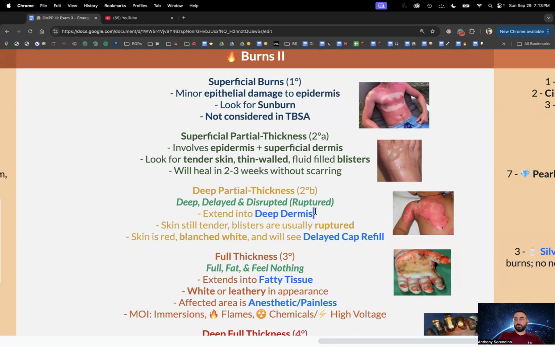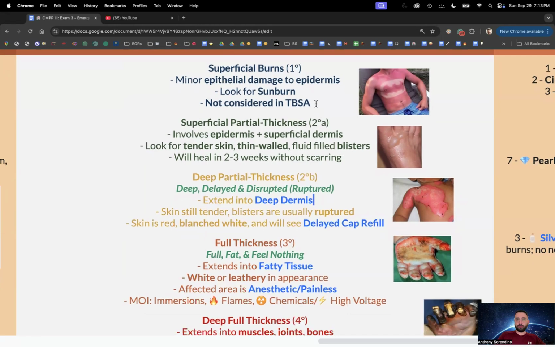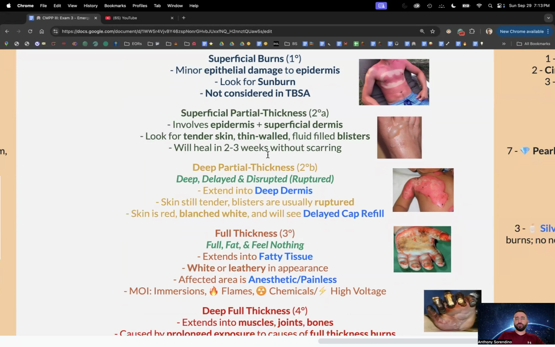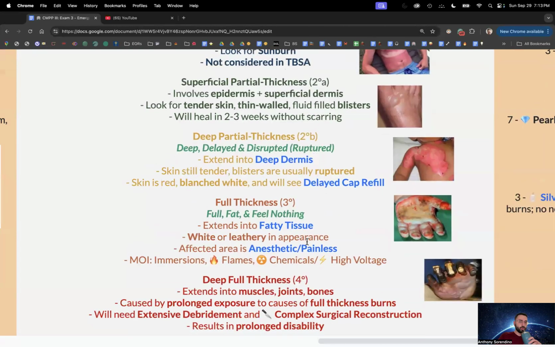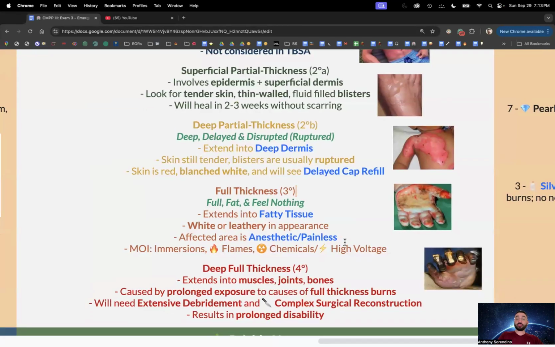Okay, so the big thing here, we don't use primary, secondary, tertiary burns. You use superficial, partial thickness, deep partial, full thickness. Oh, third degree, first degree, those are the words I'm looking for. The big thing you want to know here is full thickness, which was previously third degree, is when the affected area is painless. So if the patient cannot feel, this is going to be full thickness. My mnemonic here is full fat and feel nothing, because it's full thickness. It's into the fatty tissue, and the affected area is anesthetic or painless.